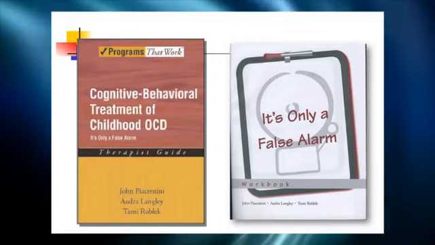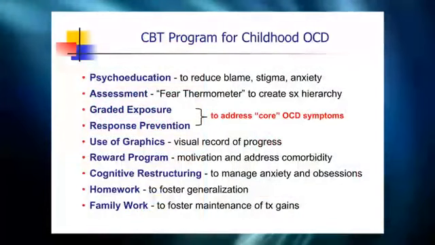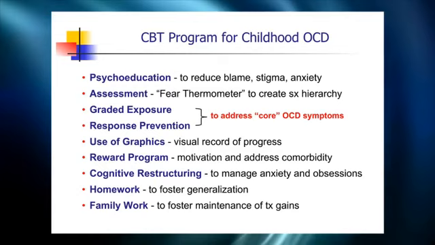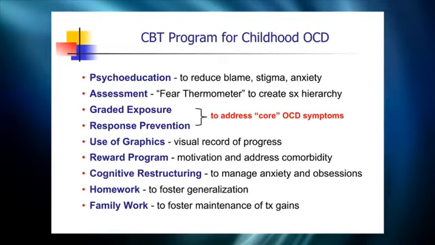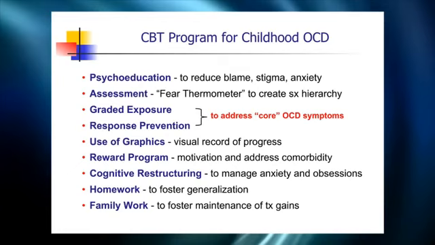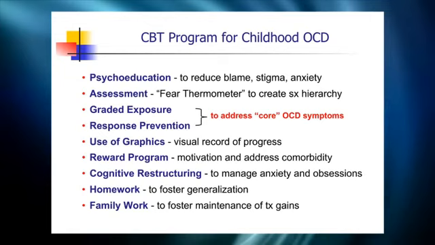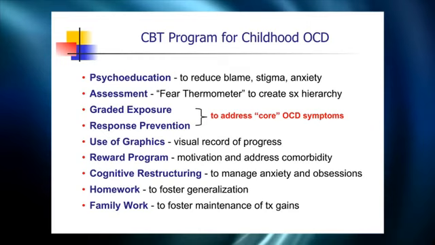A CBT program for kids with OCD typically contains these elements: psychoeducation, assessment, graded exposure and response prevention, typically some use of graphics or other ways of monitoring anxiety and progress, a reward program, cognitive restructuring to deal with the obsessions, homework, so they practice at home what they learned in session, and then family work to set up a system that's going to foster maintenance of treatment gains.